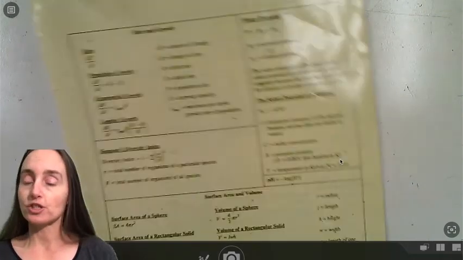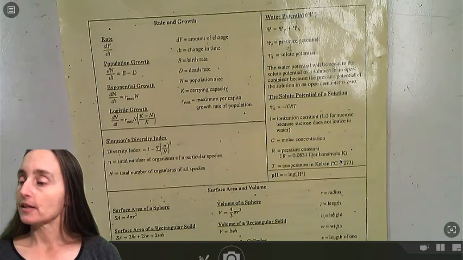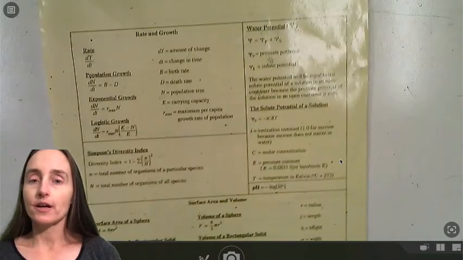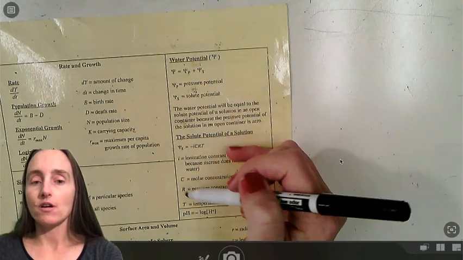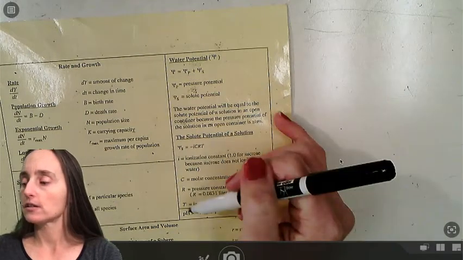So you have a formula sheet. It's in resources if you can't find it. And right here is your formula for water potential. Okay, so all of this stuff right here without pH.